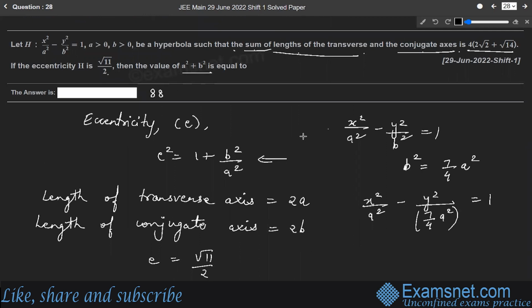The main basic formulas that we have used here are the formula for eccentricity, the formula for length of transverse axis, and the formula for length of conjugate axis. I hope you are clear with this question.